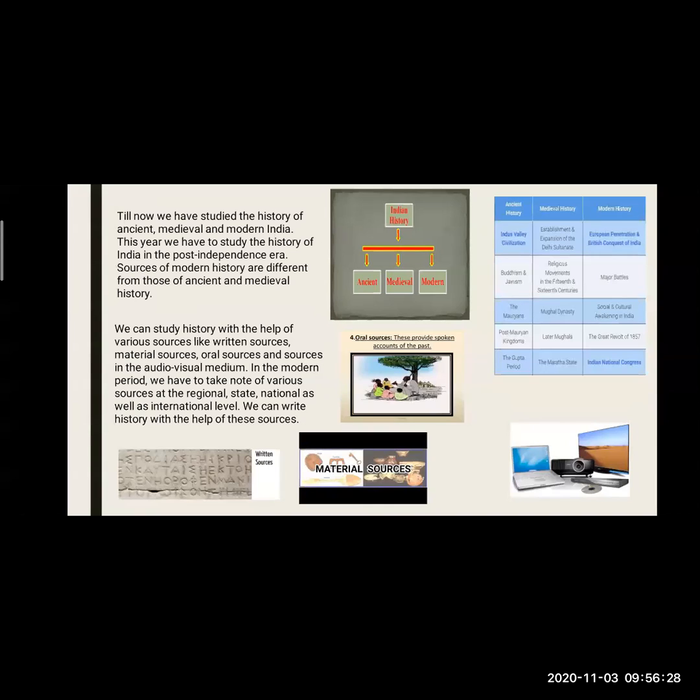So in the modern period, we take note of various sources related to region, state, national, as well as international level. Also, we can write history with the help of these sources.